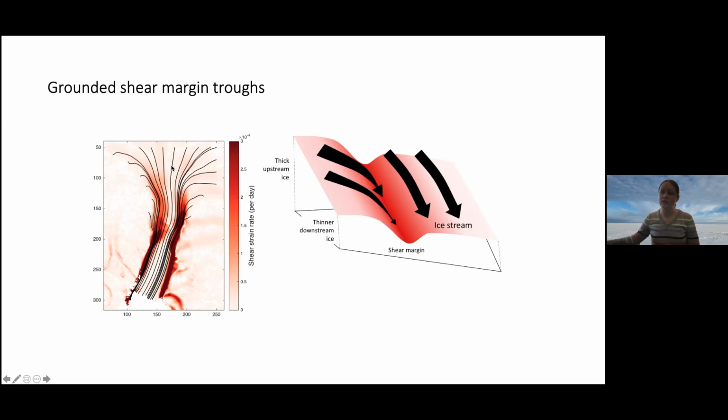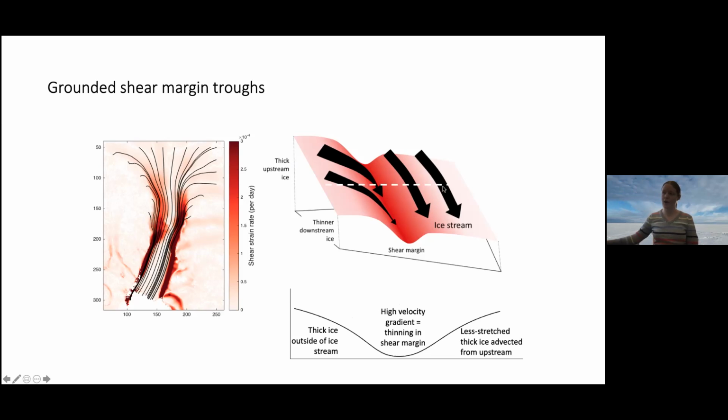A parcel of ice that flows right down the middle of that ice stream never crosses a shear margin. It never goes through that big velocity gradient that would really stretch it and thin it. And so what ends up happening, if you imagine a cross section now across one of these shear margins, is ice that's sitting on the outside hasn't been stretched, so it's thick. And ice that's inside the shear margin, so this is the left lateral shear margin here, hasn't crossed a shear margin, so it's thick too. But the stuff that crosses the shear margin is stretched and thinned. And so we tend to get this big dip in elevation across the shear margin. So that's step one.